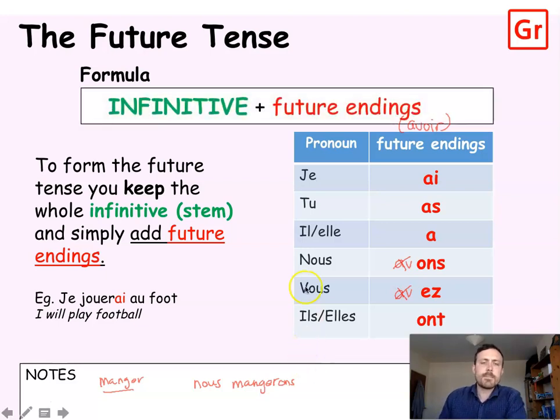So just a quick recap up here of the infinitive. We take the full infinitive of the verb, and we add our future endings, which are these ones listed below. Remember, you can just pause it or go back to these slides when doing an exercise or an activity if you forget some of those endings.